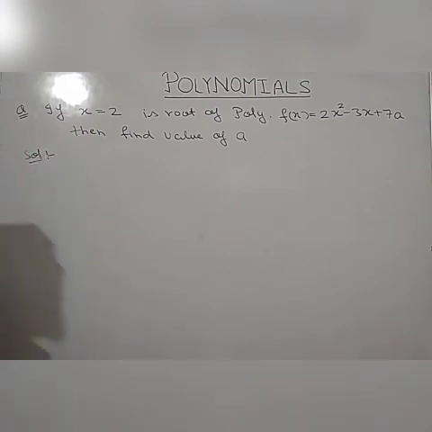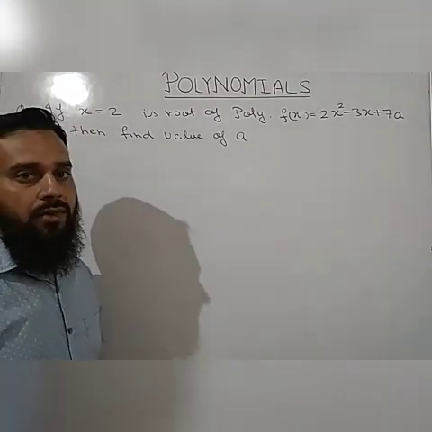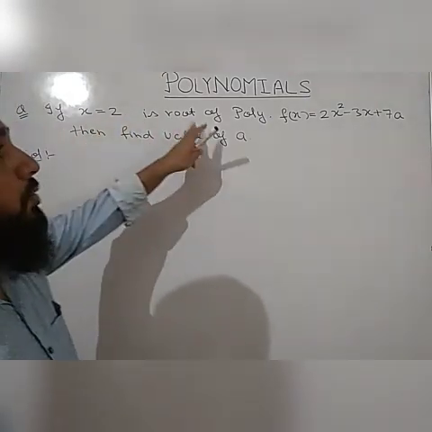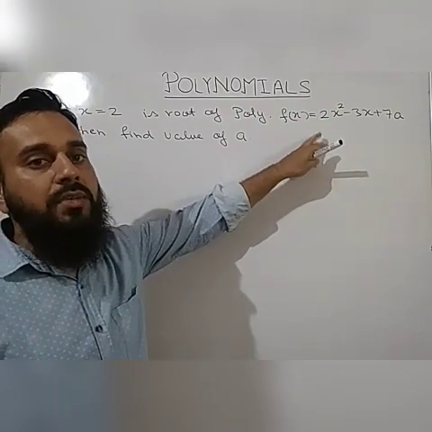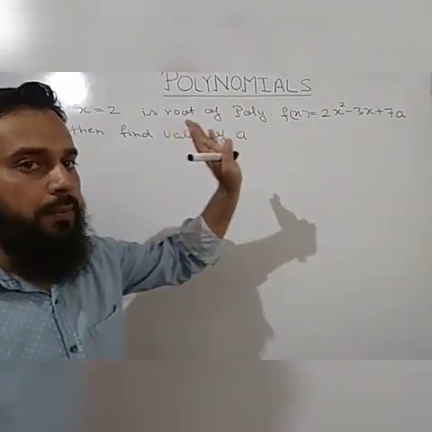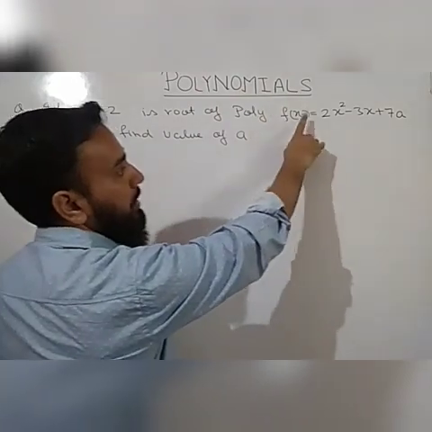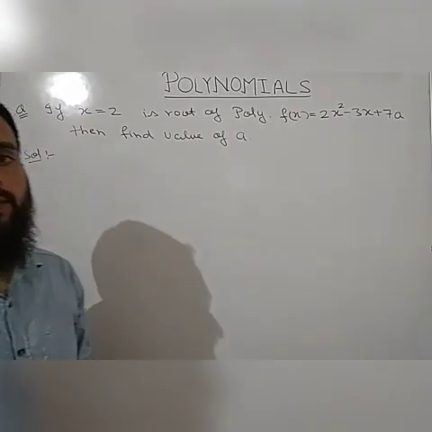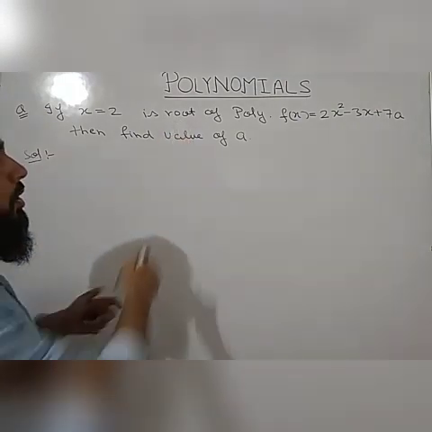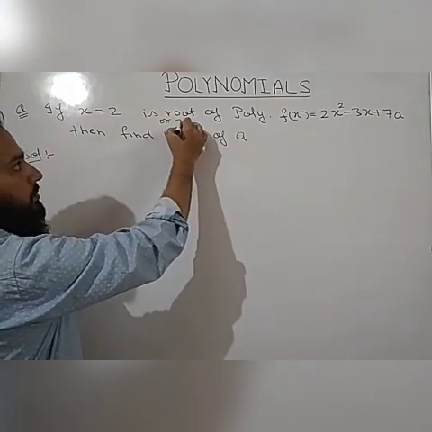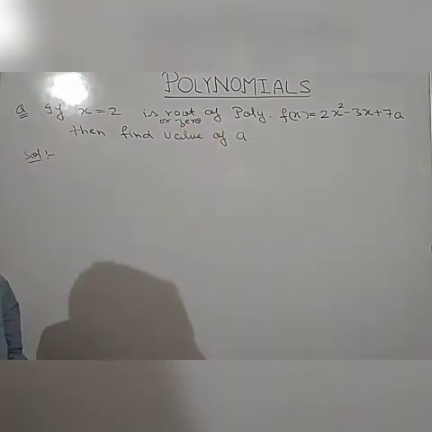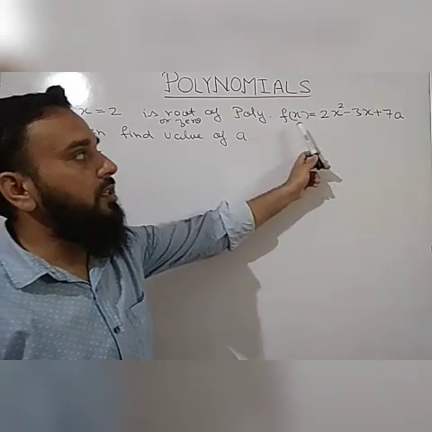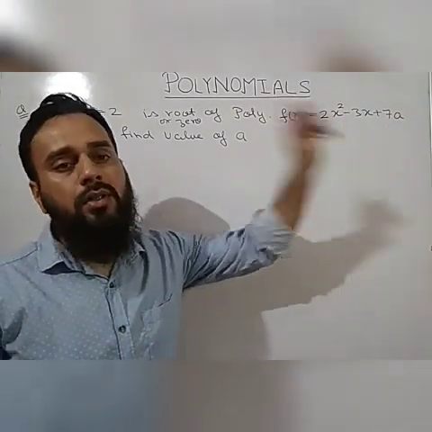So how will you find the value of a? As we have already discussed, x is equal to 2 is a root of this polynomial. And what is the meaning of root? Root or 0 are the same thing. It means by putting x is equal to 2 in this polynomial, the value of the polynomial should be equal to 0, because it is the root. So if x is equal to 2 is a 0 of this polynomial, then by putting x is equal to 2, the value will be equal to 0.